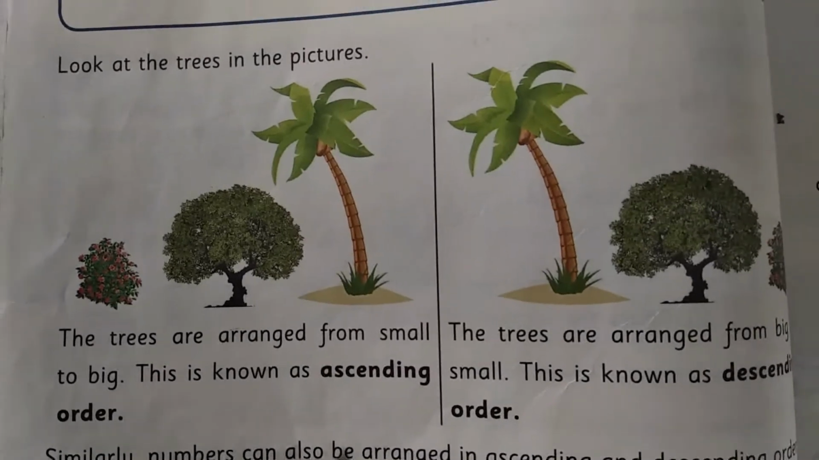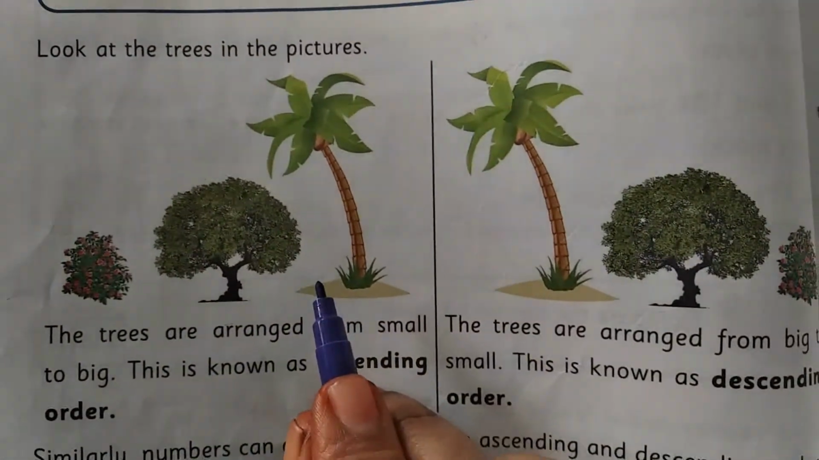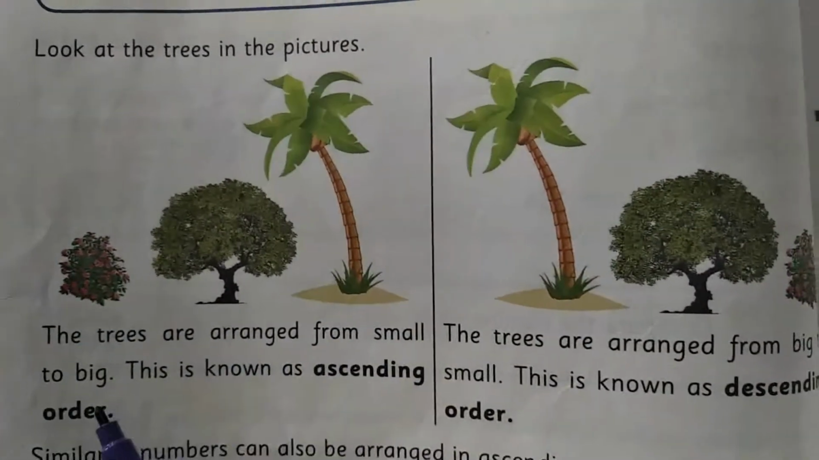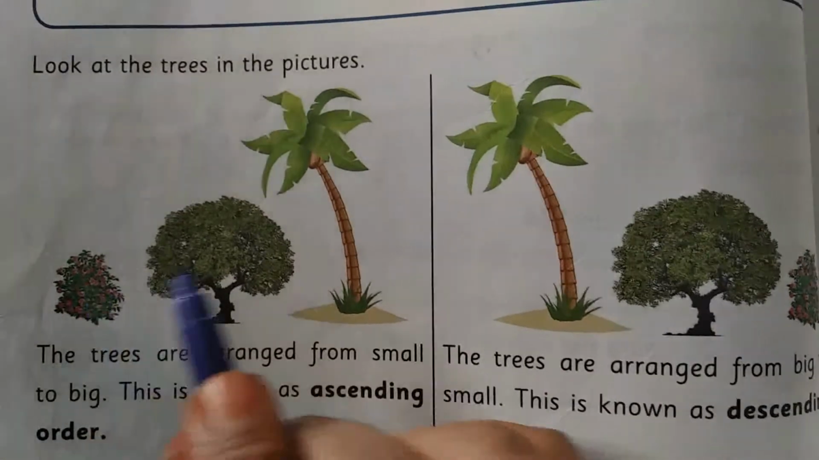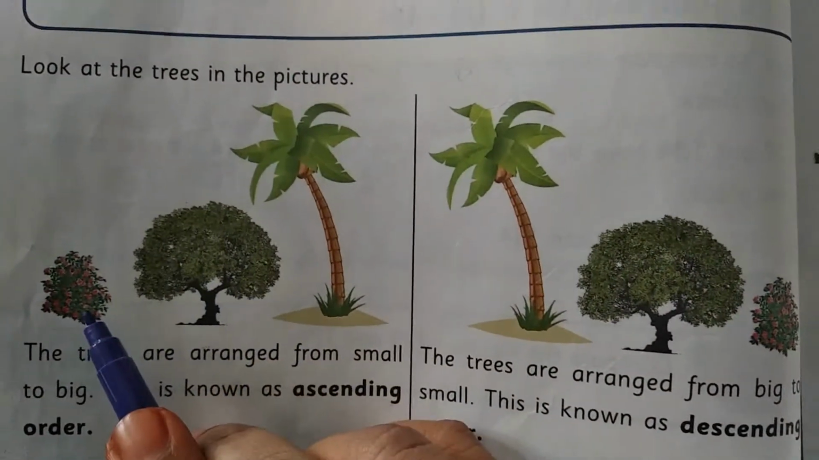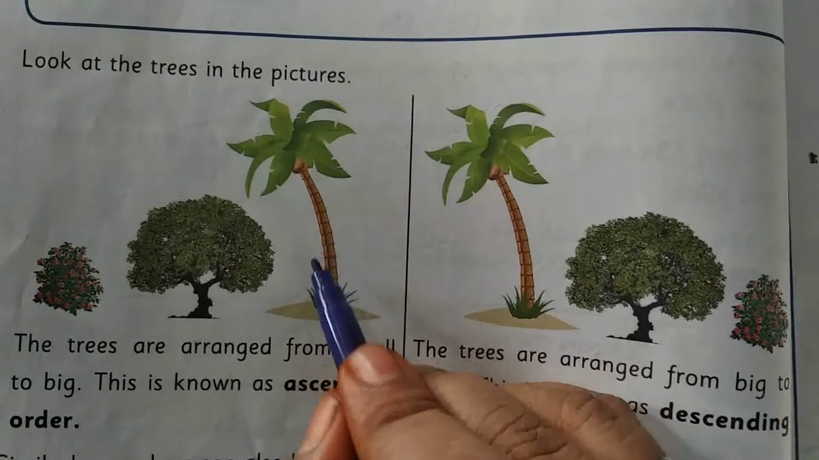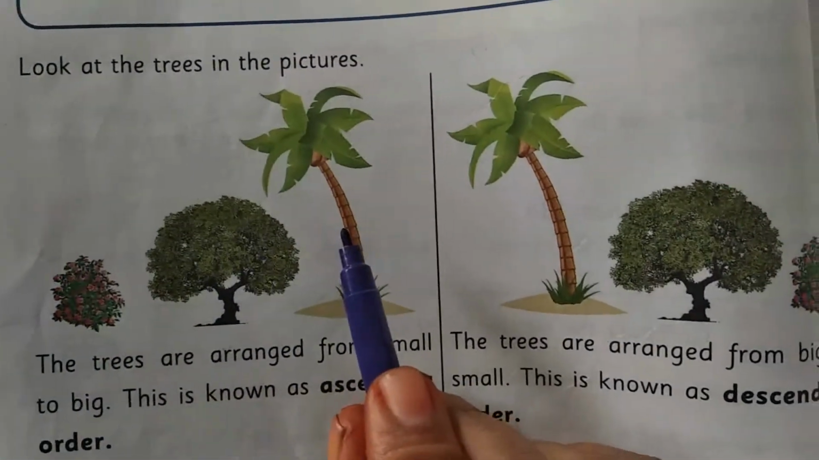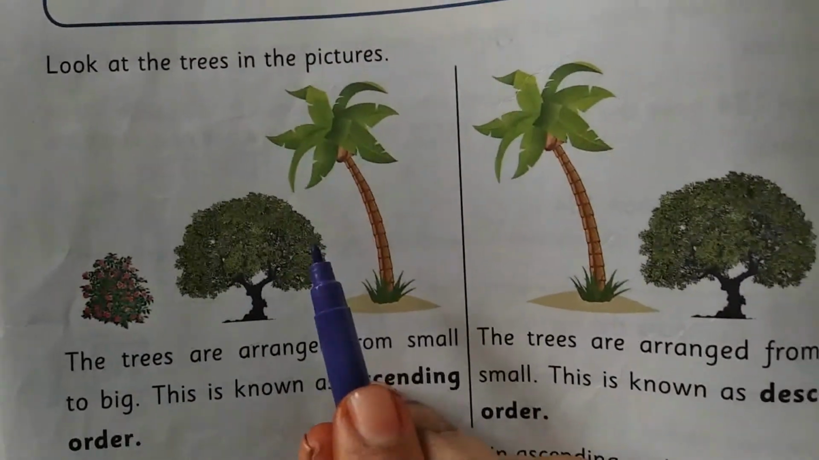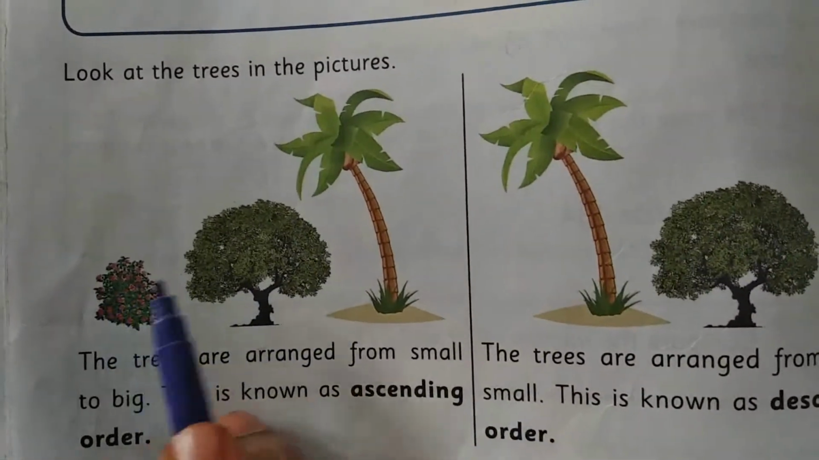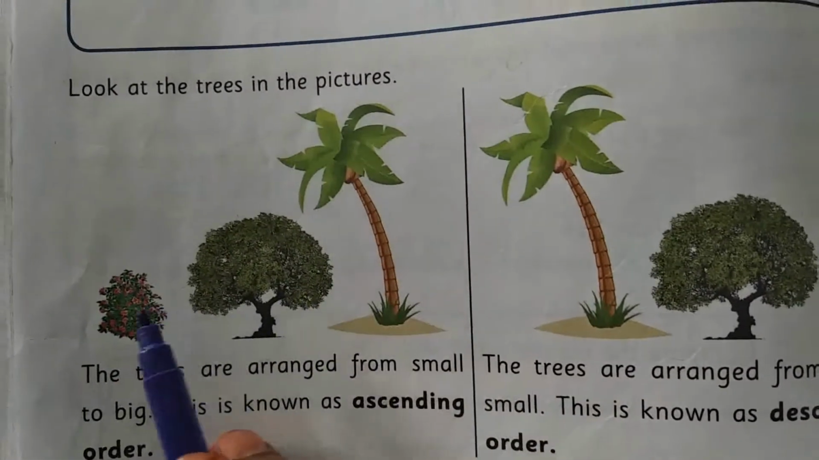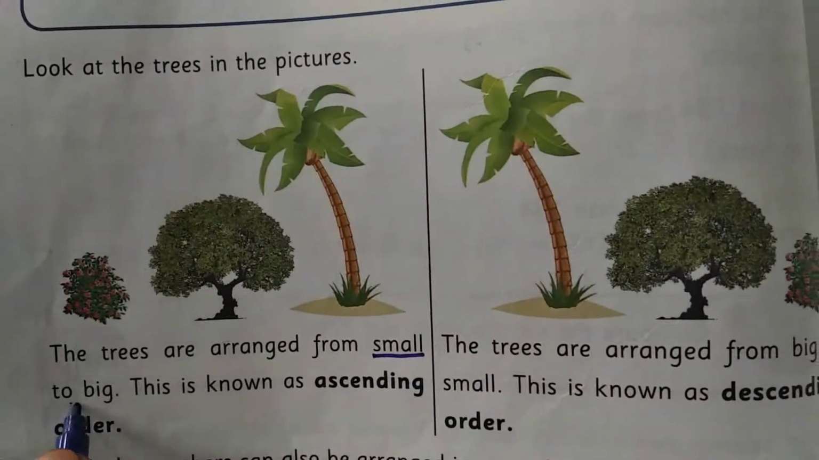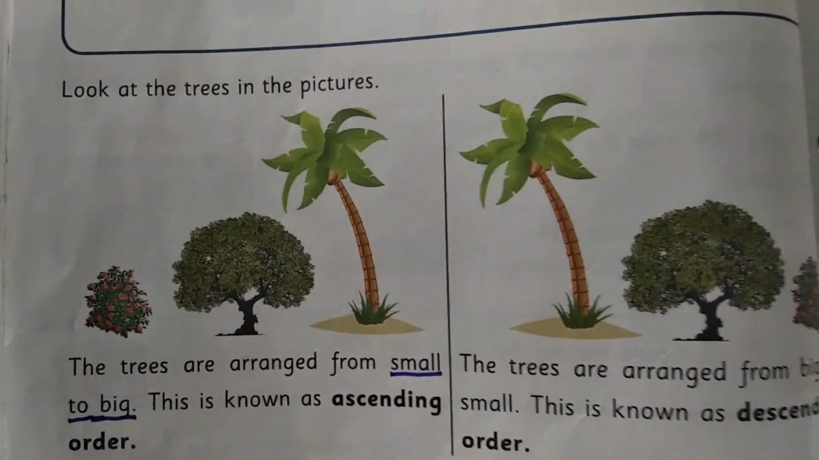Yes, see here, they have given the picture. The trees are arranged from small to big. See, this is a small plant, then this is a somewhat big tree when compared to this plant, and the third one is a large tree. So here the trees are arranged from small to big, isn't it? Yes, this we call ascending order. So the trees are arranged in which order? Ascending order. So ascending order means small to big. Okay children? Yes, very good.